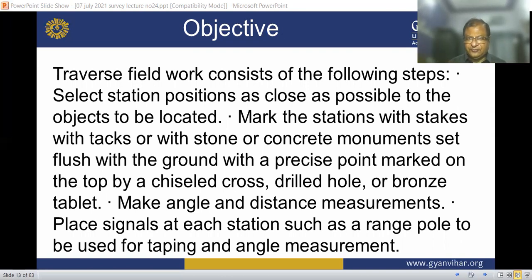Traverse field work consists of the following steps. Select station positions as close as possible to the project to be located. Mark the station with stakes, tacks, or with a stone or concrete monument set flush with the ground, with a precise point marked on the top by a chiseled cross, drill hole or bronze tablet. Make angle and distance measurements and place a signal at each station, such as a range pole, to be used for taping and angle measurement.